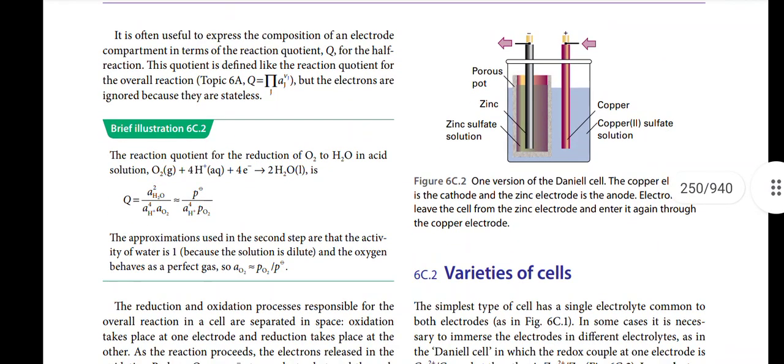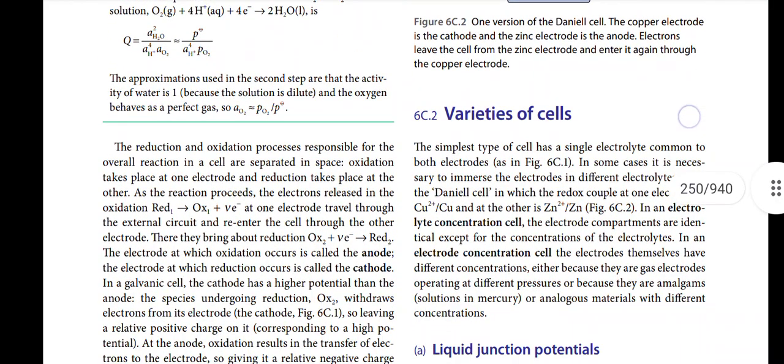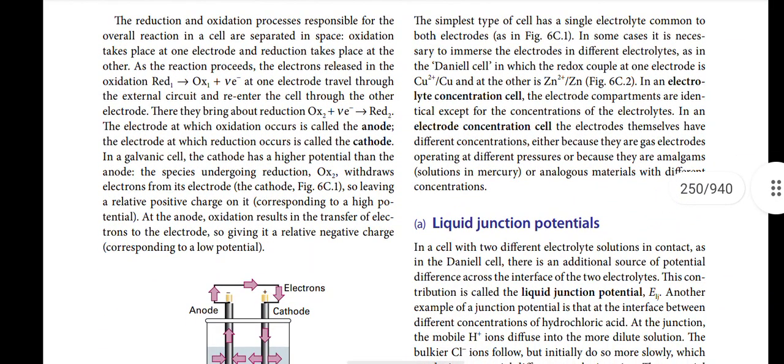It is often useful to express the composition of an electrode compartment in terms of the reaction quotient Q for the half reaction. This quotient is defined like the reaction quotient for the overall reaction. Q is equal to the product of a_J raised to the power ν_J, but the electrons are ignored because they are stateless. The reduction and oxidation processes responsible for the overall reaction in a cell are separated in space.